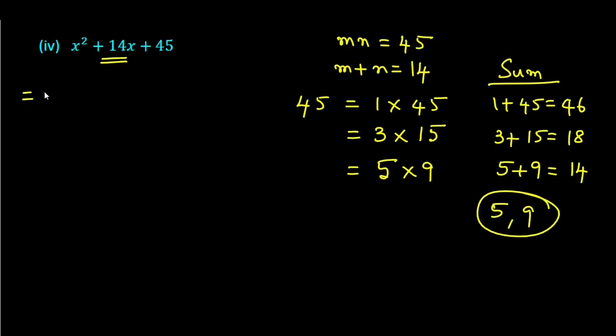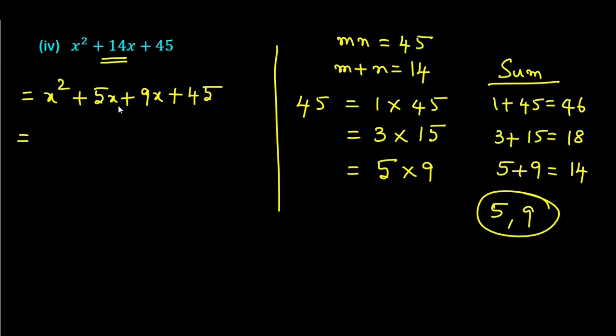Now this can be written as x square as it is. 14x can be split as 5x plus 9x plus 45. Now we group these four terms into two groups. X square plus 5x is one group, 9x plus 45 is another group.